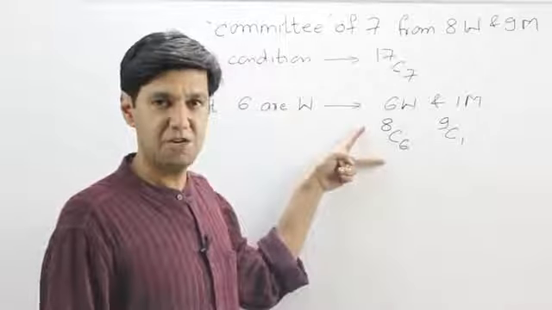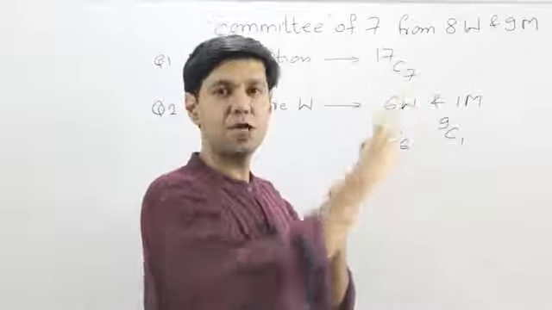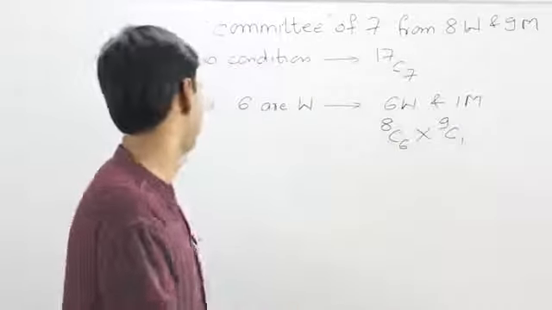For each selection of women, so consider any one selection of women in your mind, the man that could come in is 9 different ways. For each of them there are 9 further ways, so you multiply it.